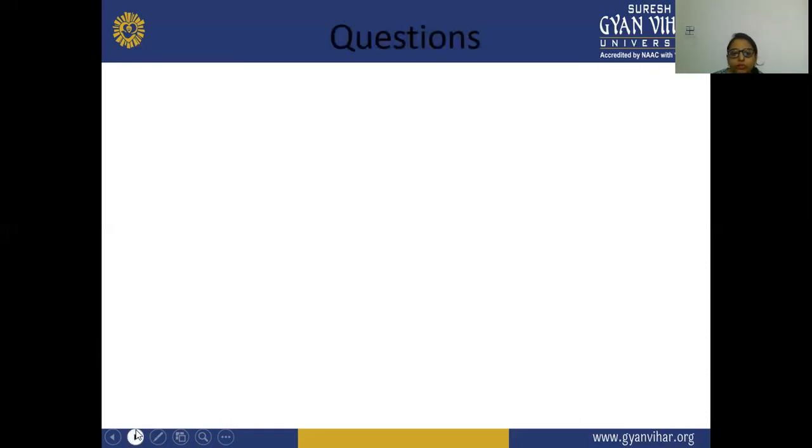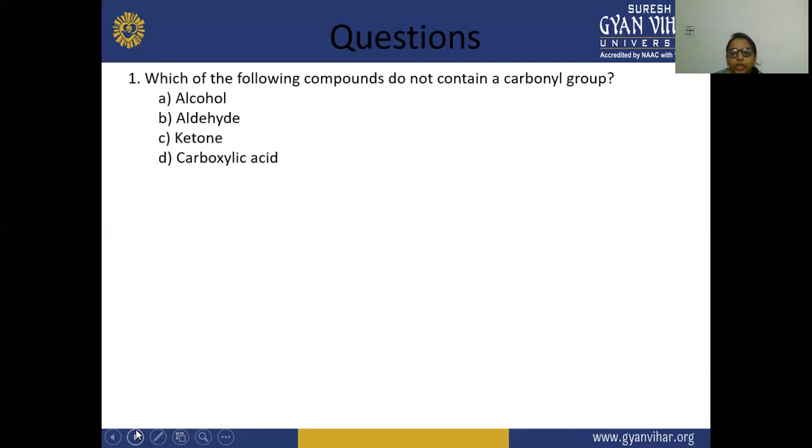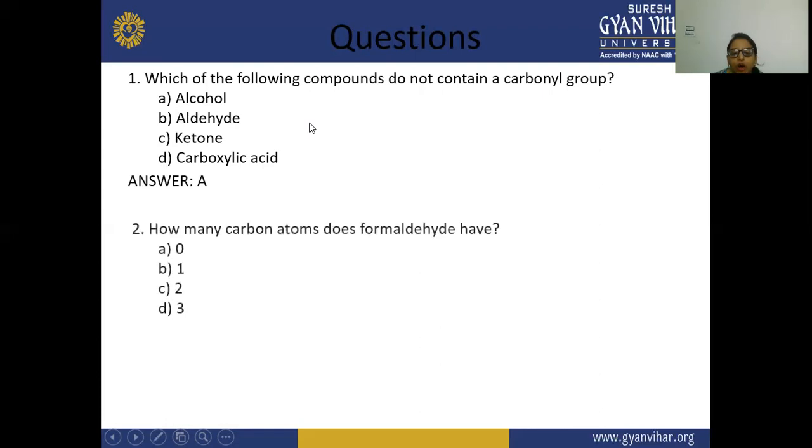Now the questions. Which of the following compounds does not contain a carbonyl group? The alcohol does not have a carbonyl group. Next, how many carbon atoms does formaldehyde have? It has 1, because its formula is HCHO, so the carbon count is 1.